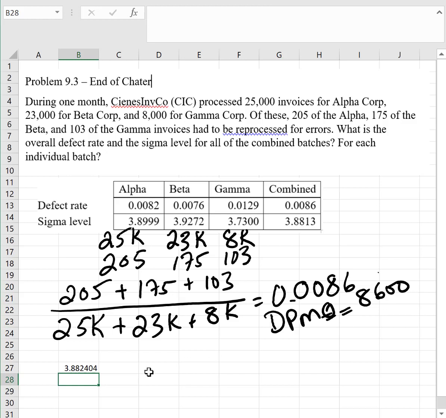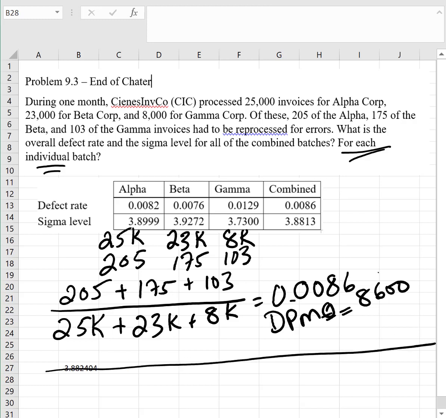Now, the question says, what about each individual batch? So I'll just do one of them. For Alpha, for example, the defect rate was 205 divided by the 25,000, and that would be 0.0082.